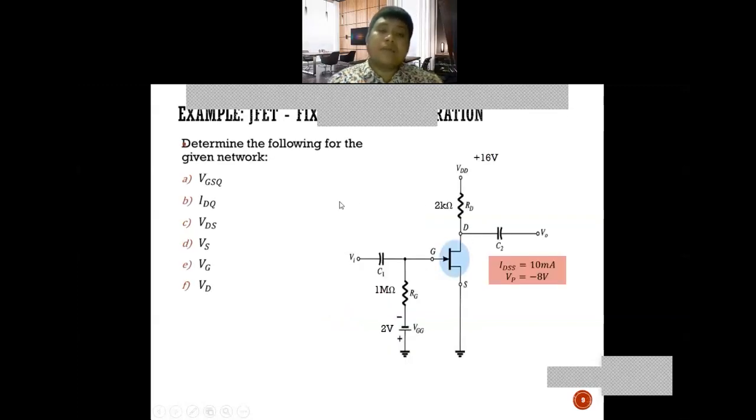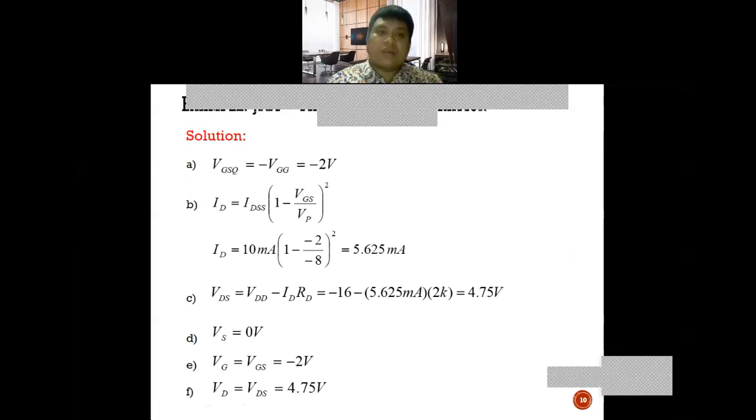Let's see the example. Determine the following for the given network. The question asks to find VGSQ, IDQ, VDS, VS, VG, and VD. The given values are IDSS equal to 10 milliampere and VP equal to negative 8 volts. So how to find VGSQ? From the formula, VGSQ equal to negative VGG equal to negative 2.